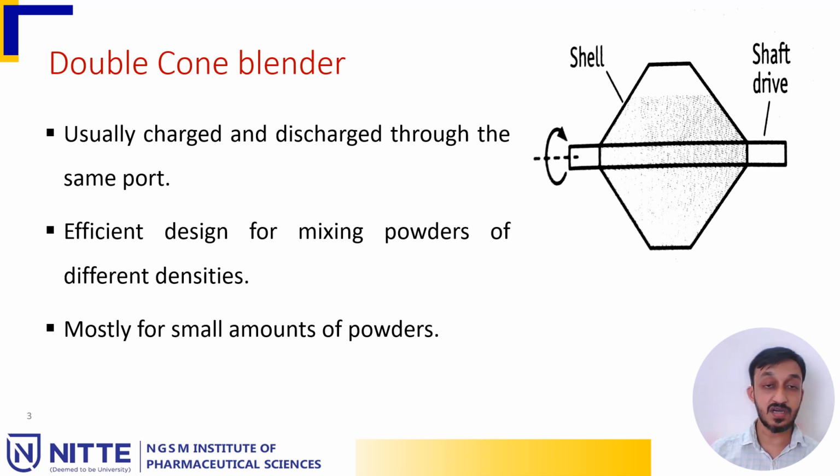They are usually charged and discharged through the same port. There will be a charging port, the same is used as a discharging port, and efficient design for mixing of powders of different densities. These double cone blenders can actually mix different density powders efficiently, and they are mostly used for small amount of powders. You cannot handle a very large quantity of powders in a double cone blender.